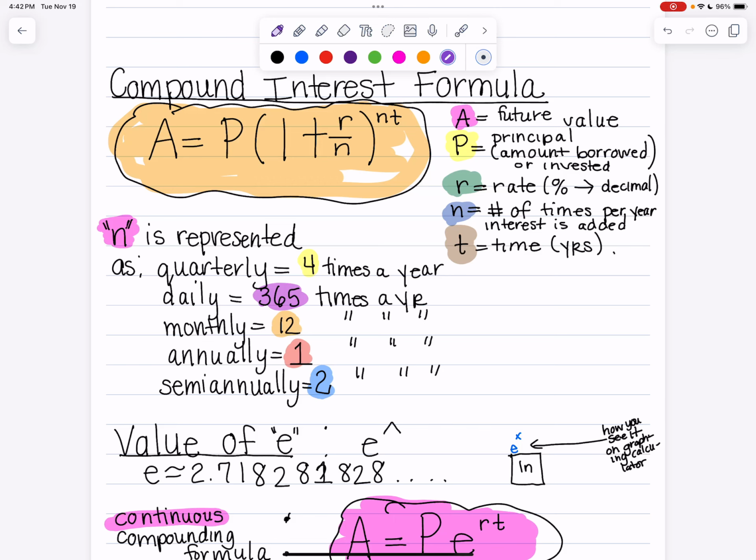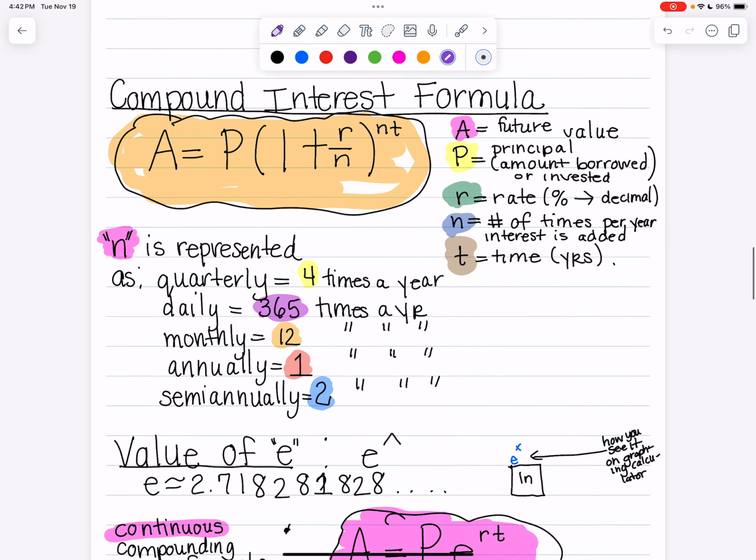Hey class, I'm back. This is still part of 4.2. Here we're talking about compound interest, okay?